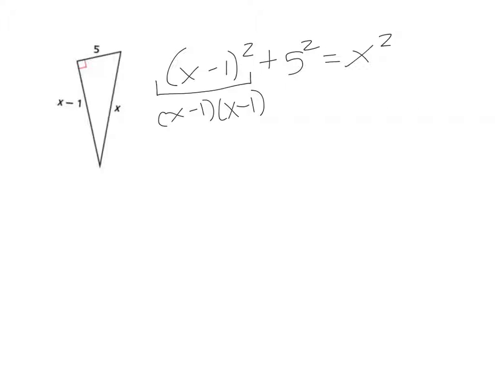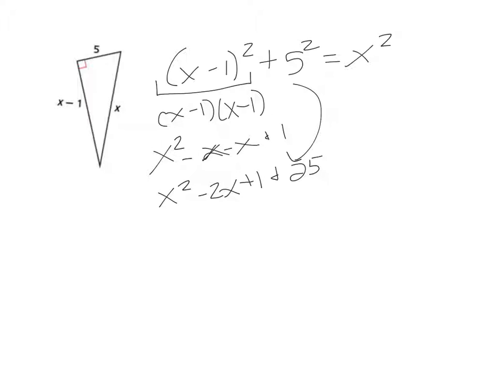So first, x times x is x squared. Outer, x times negative 1 is negative x. Inner, negative x again. And last is plus 1. So I'm going to combine like terms there. X squared minus 2x plus 1. I'm going to bring down my 5 squared that I haven't used, which is 25, equals x squared.